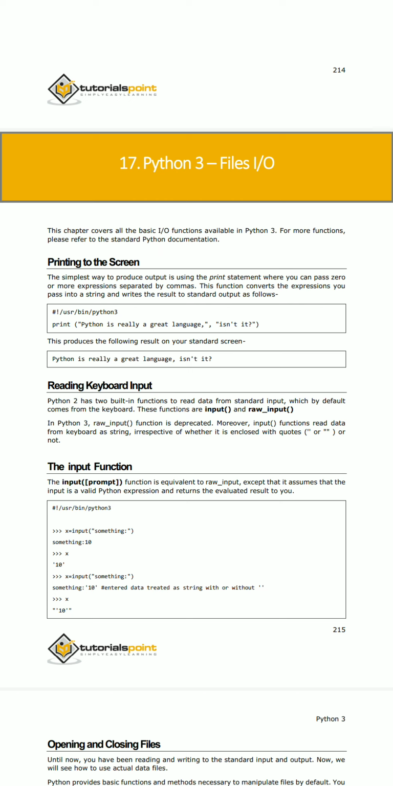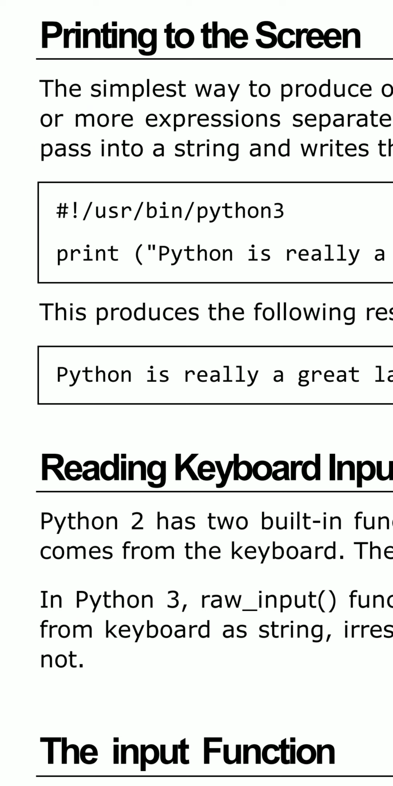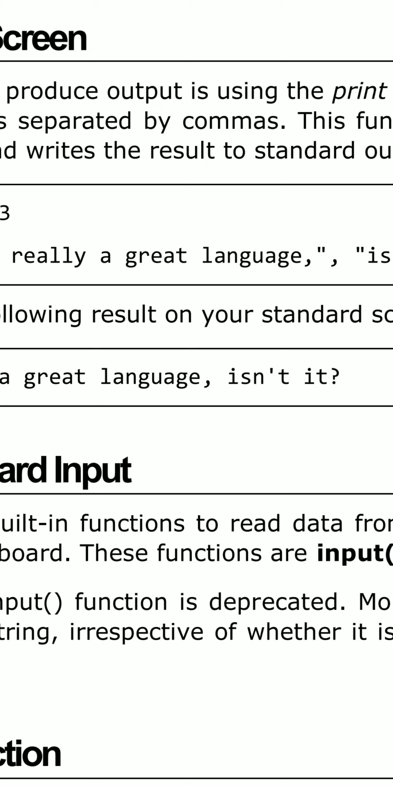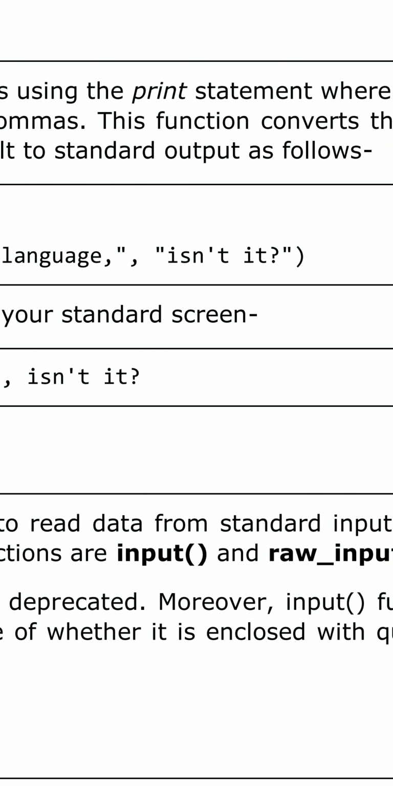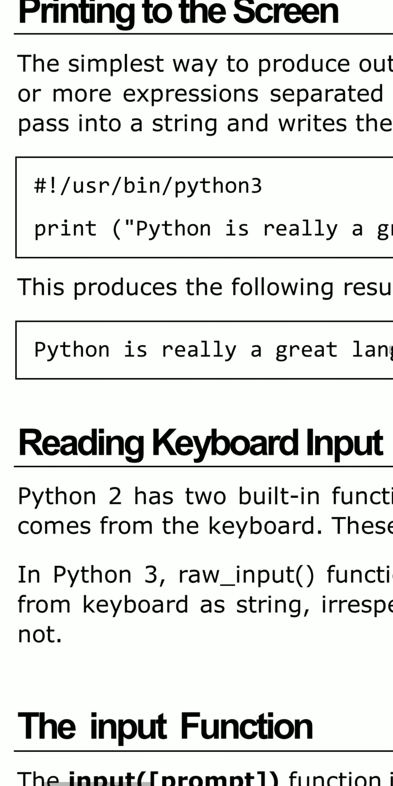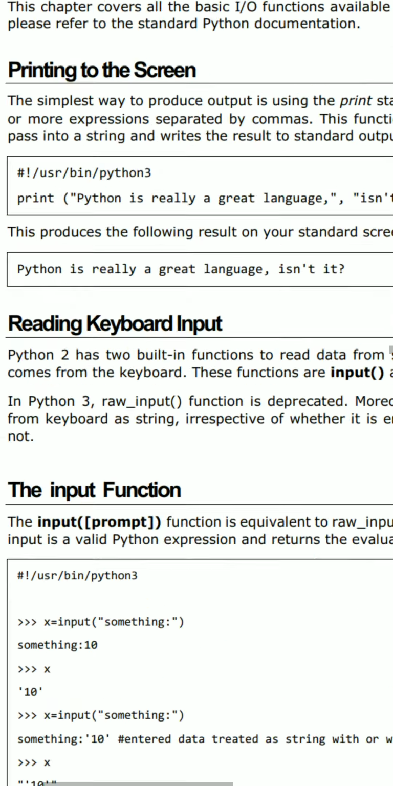The simplest way to produce output is using the print statement, where you can pass zero or more expressions separated by commas. Here is a small example. Print is a function. I have written a statement within double quotes, separated by a comma, and then written another statement. The entire statement enclosed in parentheses is displayed on the output screen, which is the main aim of the print method in Python.